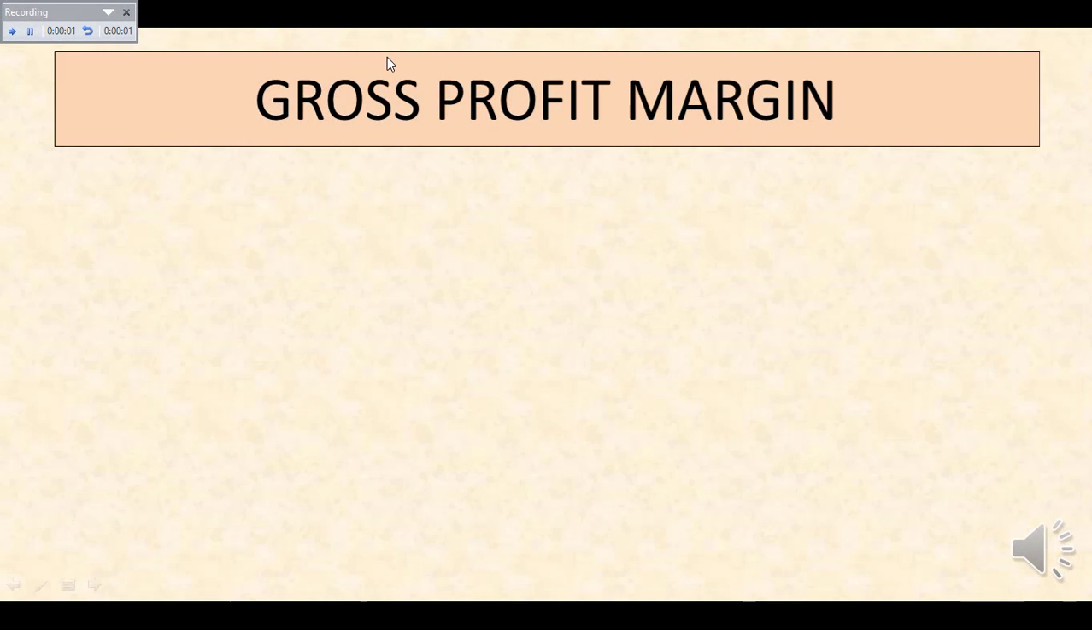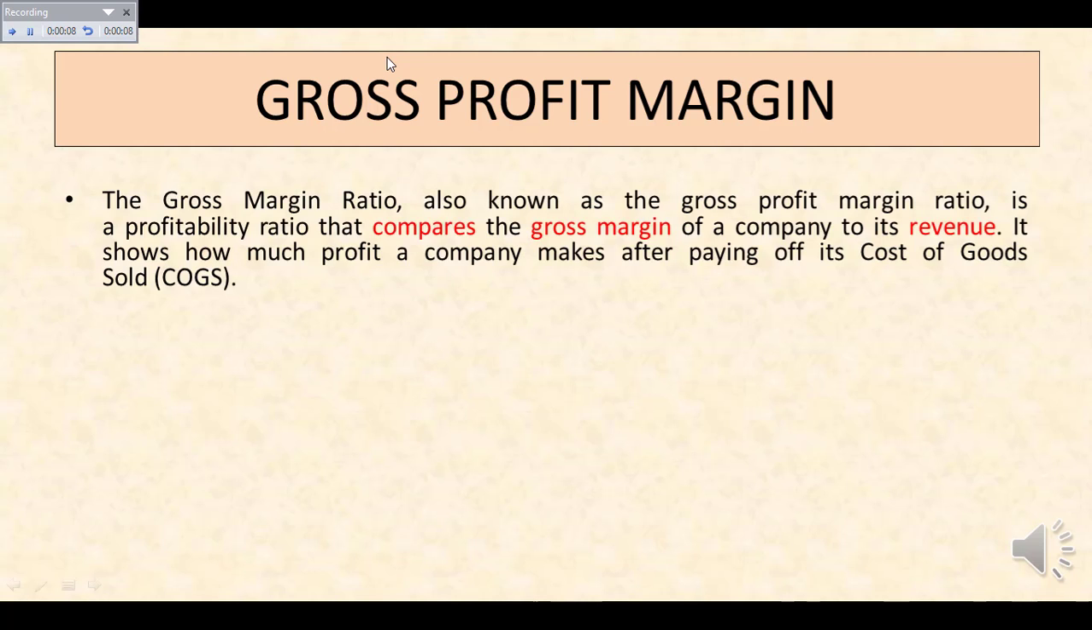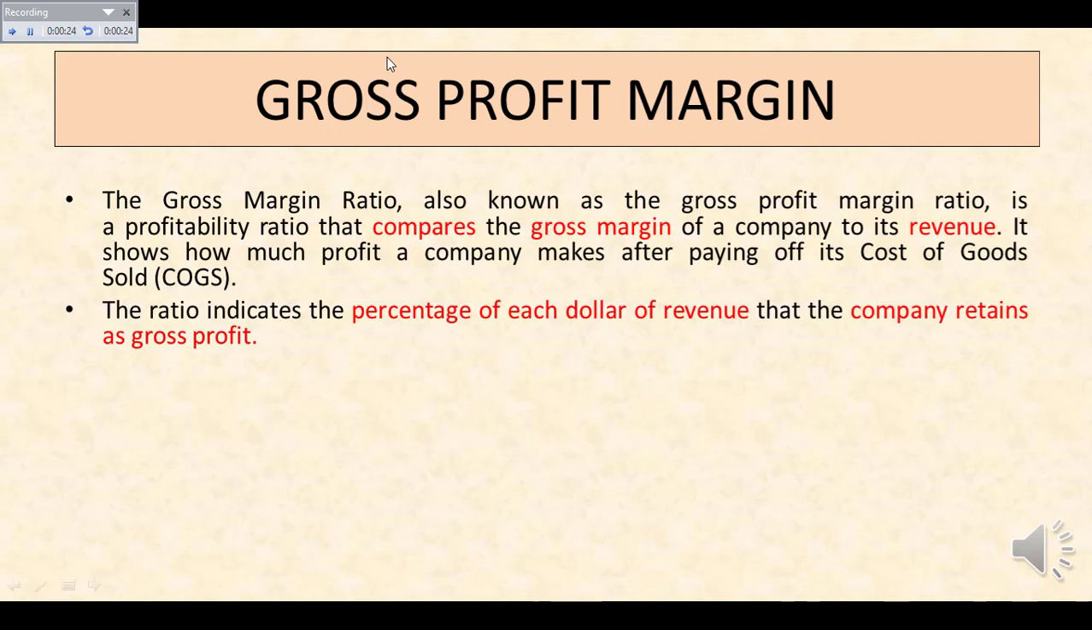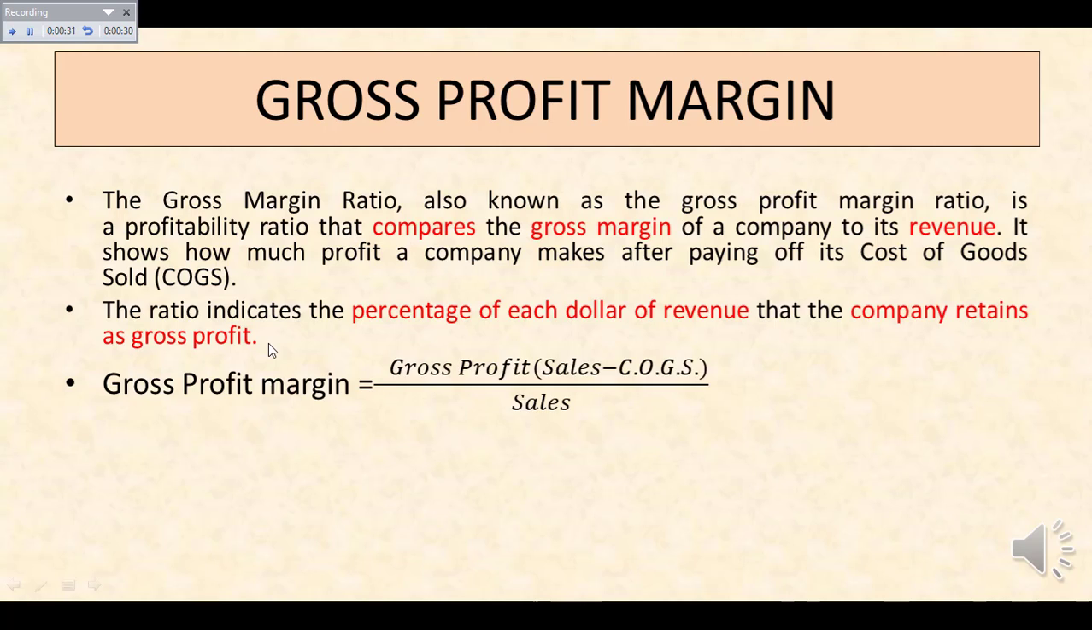Now let's calculate the first of our profitability ratios, called the gross profit margin ratio. The gross margin ratio or gross profit margin ratio is a profitability ratio that compares the gross margin of a company to its revenue. It shows how much profit a company makes after paying off its cost of goods sold, or COGS. The ratio indicates the percentage of each dollar of revenue that a company retains as gross profit.